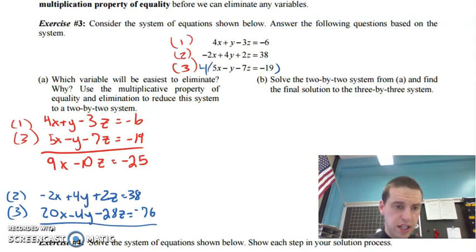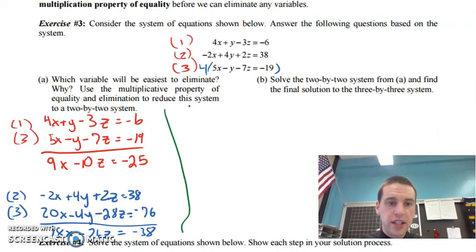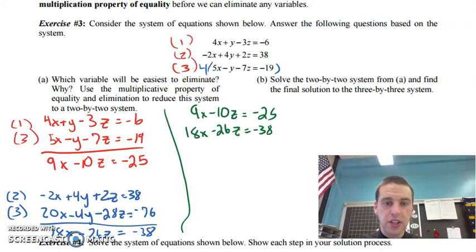So take the time to do that. You got 18x minus 26z equal to negative 38. Now that I have 2 equations with the same 2 variables, we're going to go to B. I'm going to do it over here just so I have room. 9x minus 10z equals negative 25. 18x minus 26z equal to negative 38.